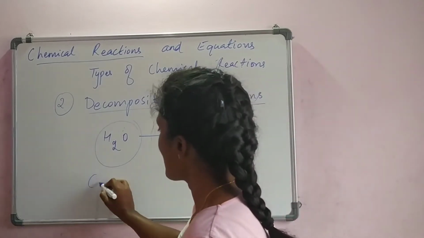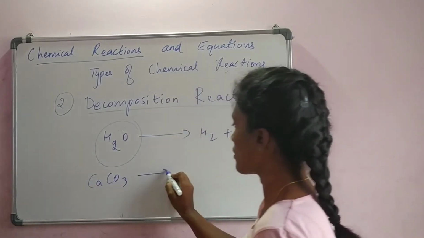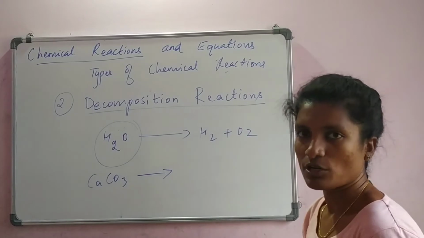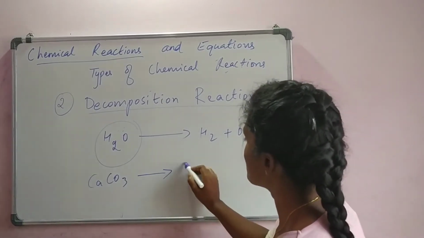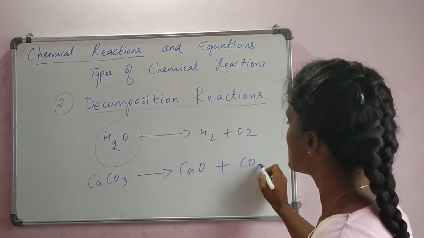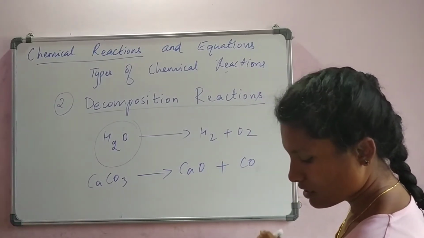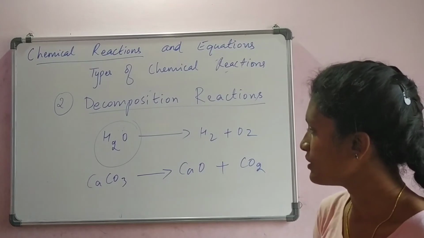Okay, let us take an example of calcium carbonate, which was earlier told by our friend. So it gives us CaO plus carbon monoxide, is it? Okay, it is carbon dioxide actually.